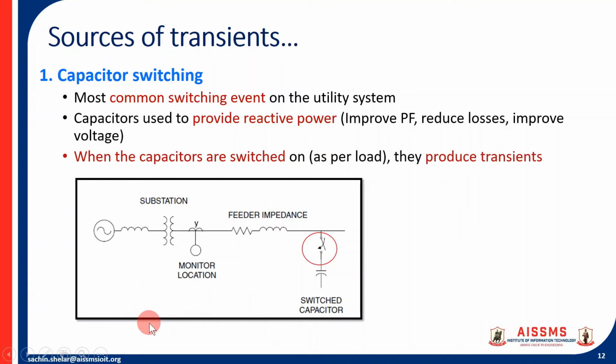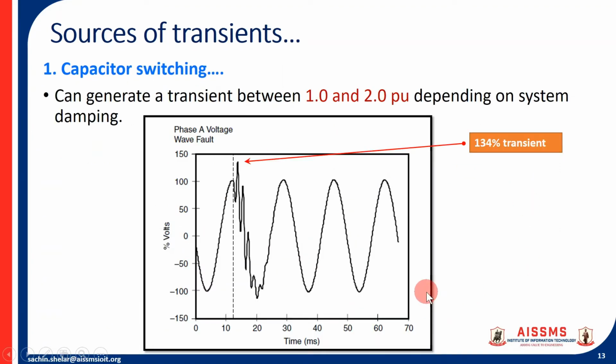Whenever a capacitor is going to be switched on, because as load increases reactive power is demanded, and depending upon that the capacitors will be switched on. The moment this capacitor is switched on, our monitor location is going to observe a short-period transient. This is an example of a transient generated by a capacitor. It can generate a transient between 1 to 2 pu, so as high as double the voltage.